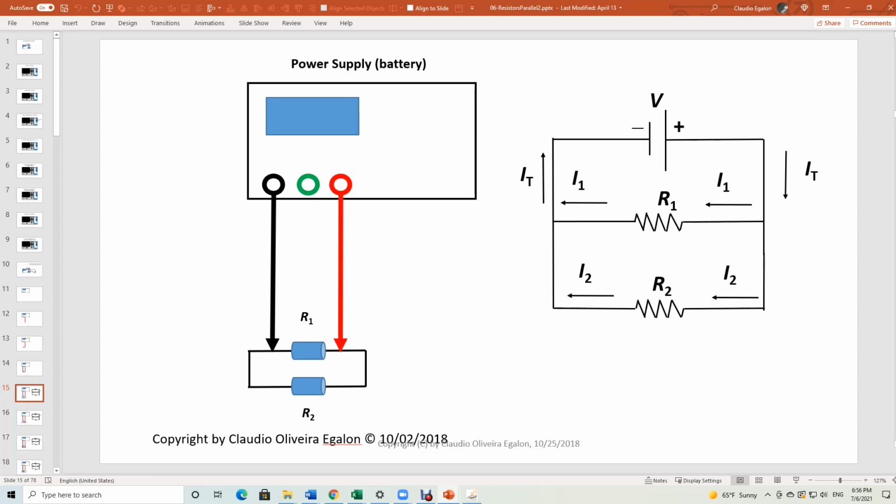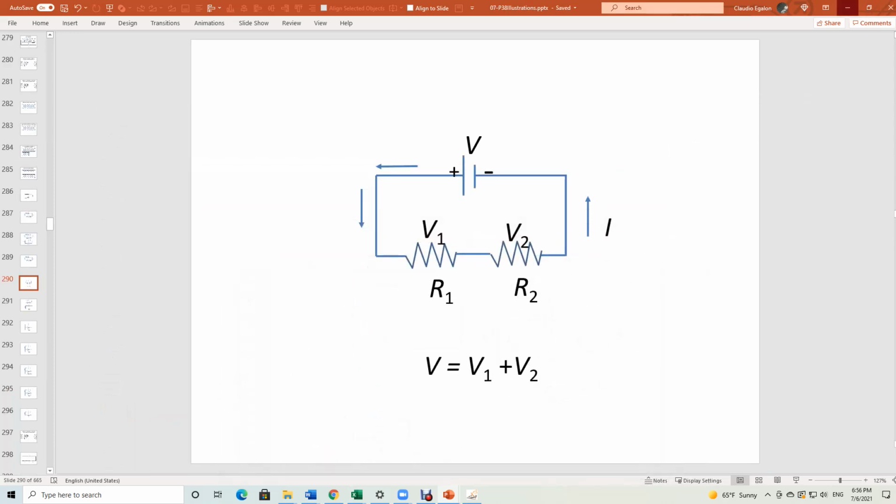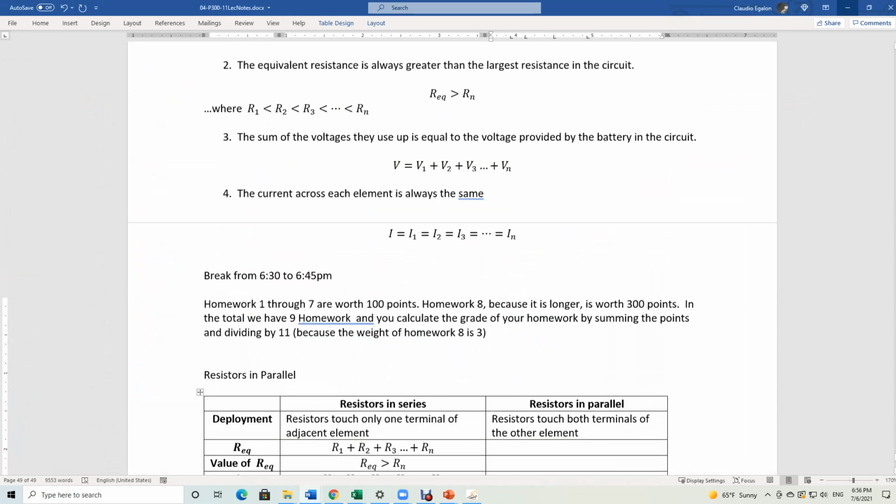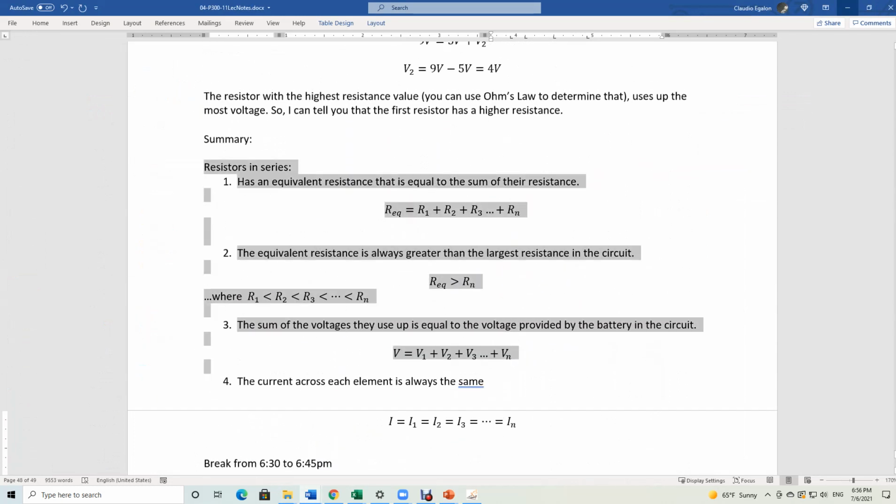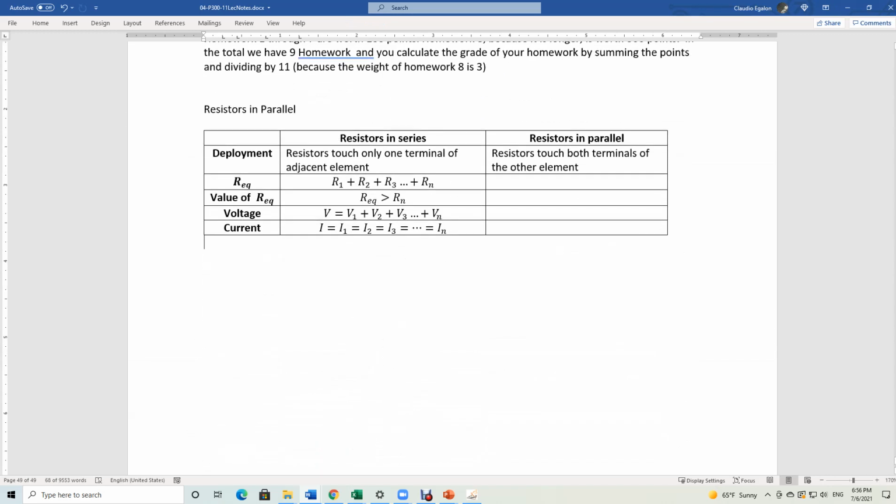And now we're going to go through the same thing as before. The equivalent resistance is going to be different. So let me copy that and paste it right in here.